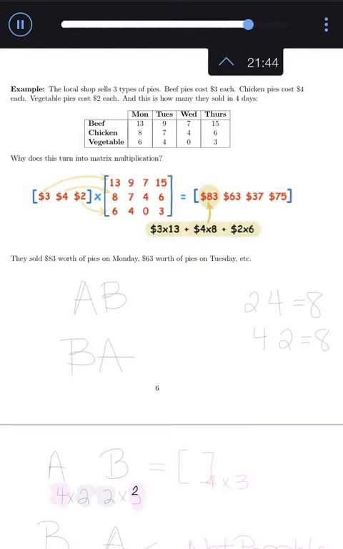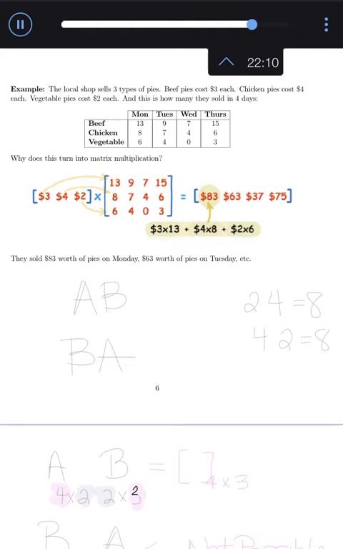In this next example, you aren't actually doing a problem. You're just looking at how matrix multiplication can be used in some real life problems. So we have beef, chicken, and vegetable pies that are sold on Monday, Tuesday, Wednesday, and Thursday. The beef pies cost $3, chicken costs $4, and vegetable pies cost $2 each.